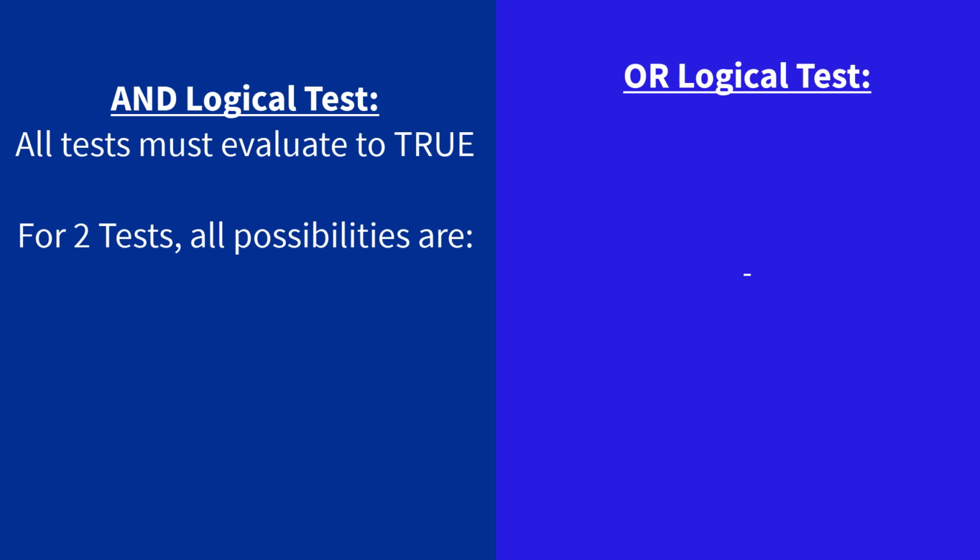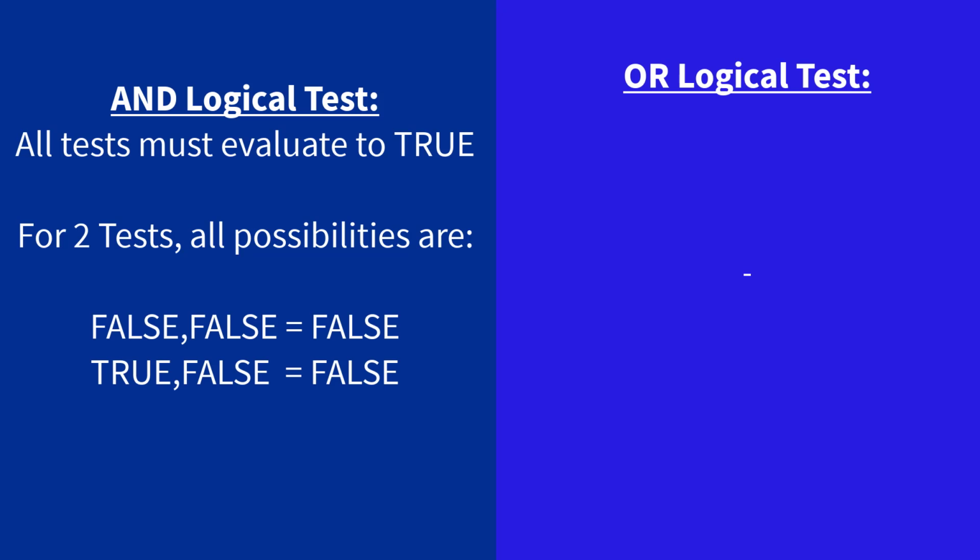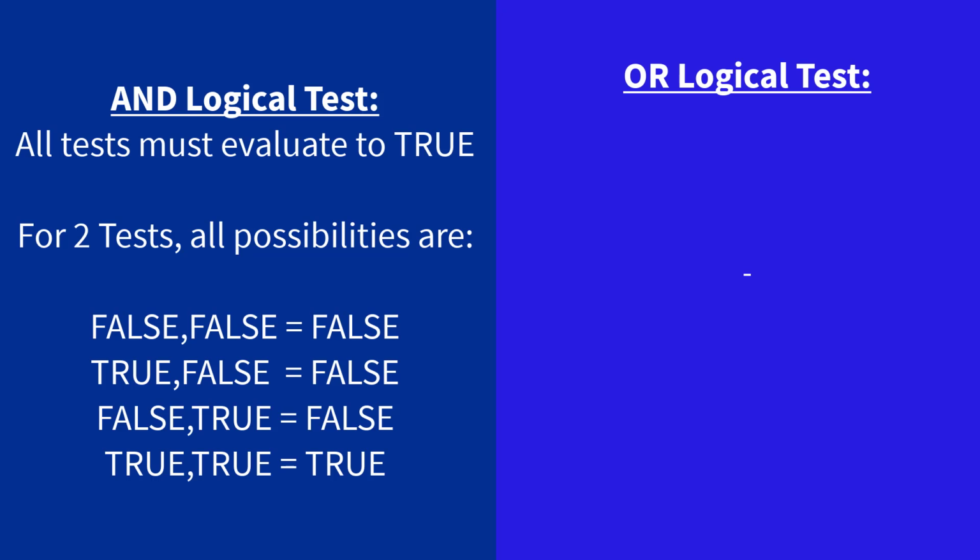If you only have two tests, the only possibilities are false, false. Well, that's false. True, false. Even though you got one true, they're not all true. So that comes out false. False, true, well, that's false. The only time you're going to get a true from the AND logical test is when you get 2 trues.